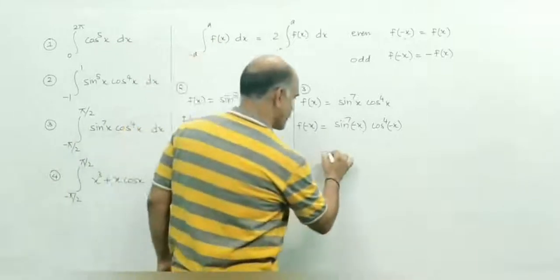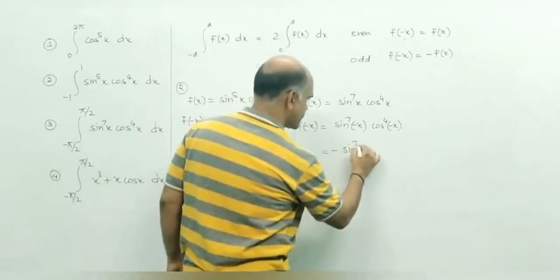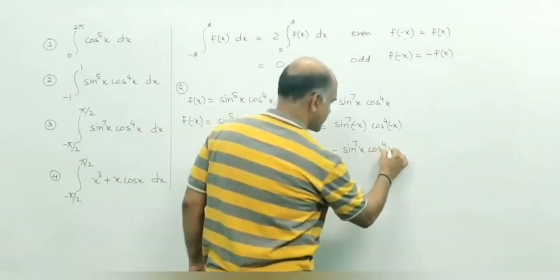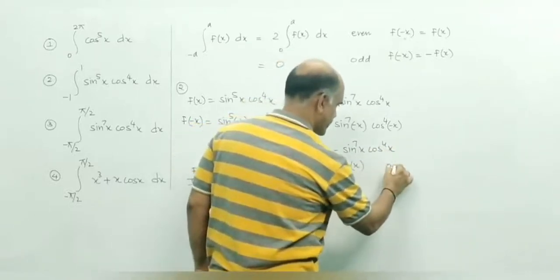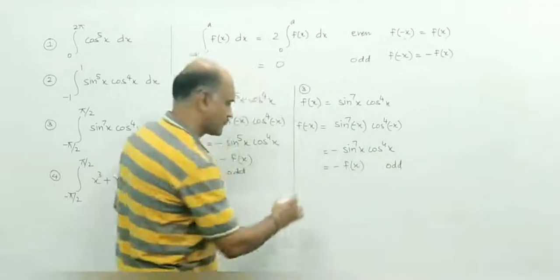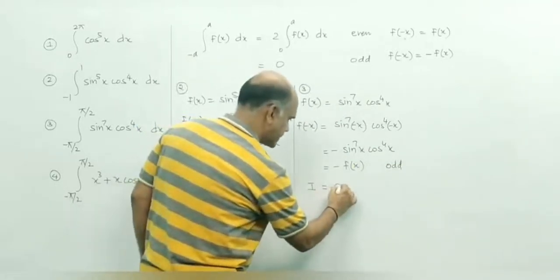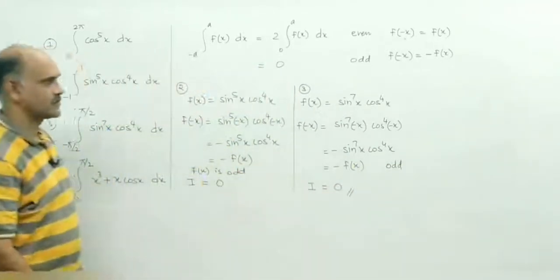So this will be equal to minus sin raised to 7x into cos raised to 4x, that is equal to minus f of x. Function is odd. So function is odd means answer is 0. I equal to 0.